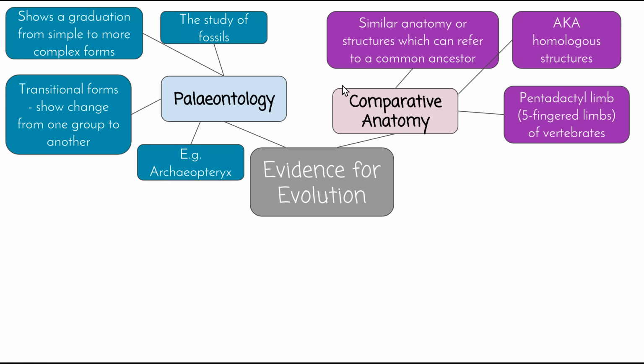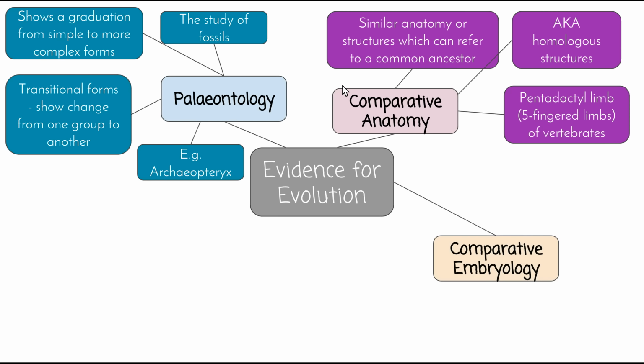So the 5-fingered limbs of a wide range of vertebrates that have very different outward-looking structures. However, when you look at their forearms and their upper arms and the way that their hand or the limb that they have that is similar to a human's hand, you see that there's very similar bone structure.